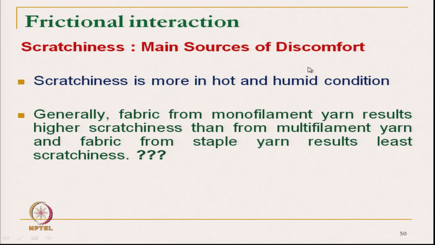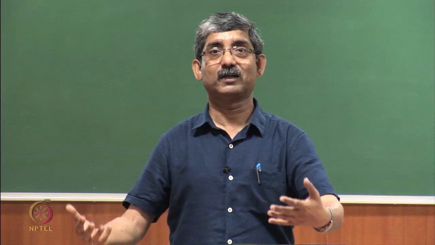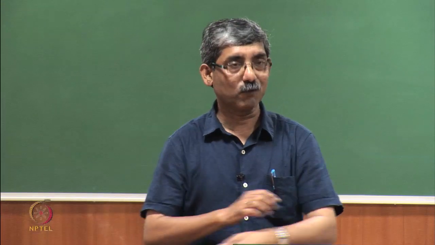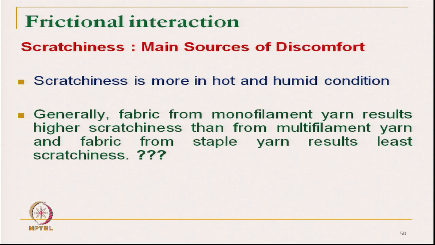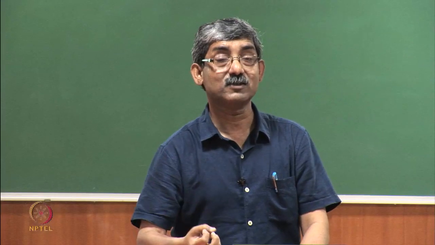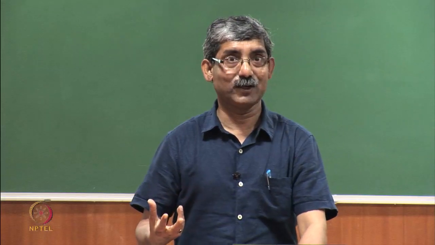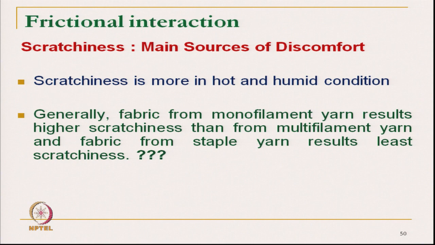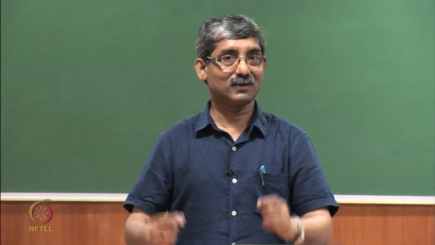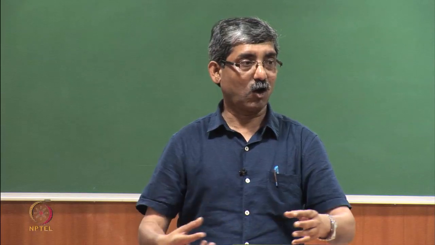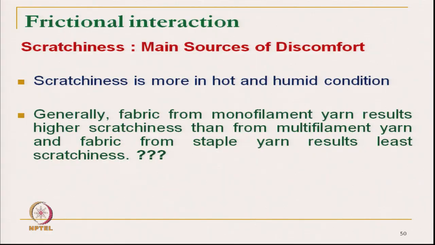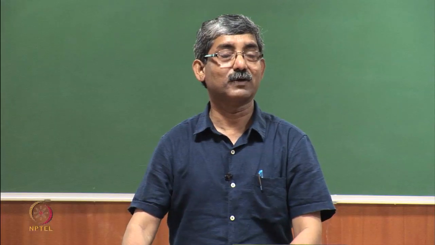Another observation is that fabric from monofilament yarn generally results in higher scratchiness than multifilament or staple yarn. That is our general perception and feeling. If we wear a woven fabric made of flat monofilament, which is not bulked and not textured, directly on our body, we feel a scratchiness sensation. But in case of multifilament, staple or textured yarn we will not feel this type of scratchiness.